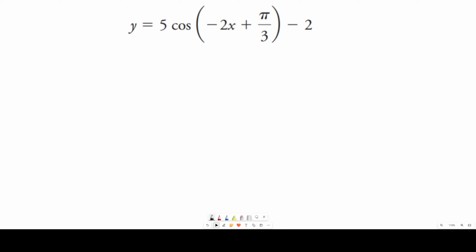So today we're back with some transformations of trig functions. And so I have this function y is equal to 5 cos of minus 2x plus pi by 3, minus 2. I'm just going to tell you one sure shot method of solving any trig function transformations.